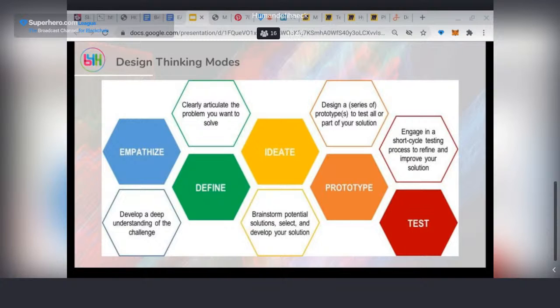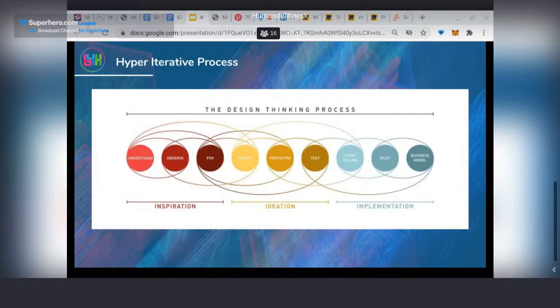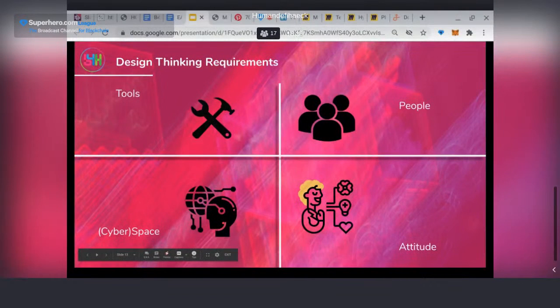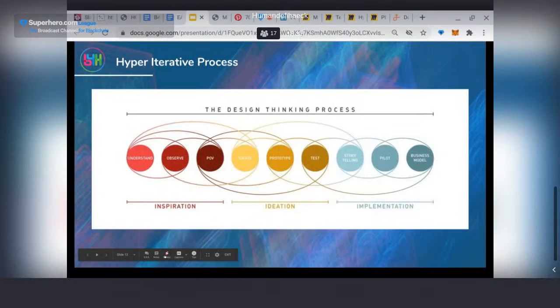And of course, testing. Testing is the part in which you take your prototype, put it in the market, and start to gather data about what is working and what is not. This image here is just for contextualizing that you can transition easily from one mode to the other.